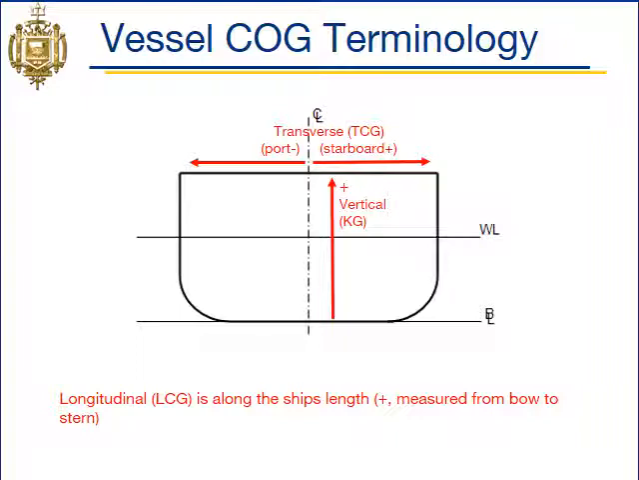We have the vertical coordinate, which we call the KG. We have the transverse coordinate, which is the port or starboard measurement, so we call that the TCG. Right, so you'll see that if your center of gravity is located to the port, then you'll have a negative TCG. If your center of gravity is located toward the starboard, you would have a positive TCG. And then we have the longitudinal center of gravity, and that's measured along the ship's length. So we could start at midships as 0, and moving towards the bow is positive, and moving towards the stern is negative.